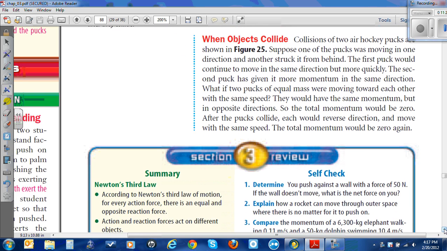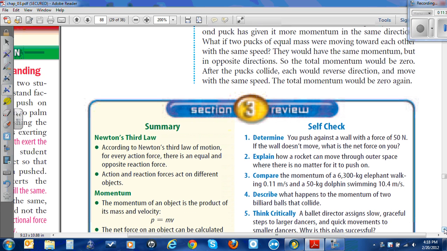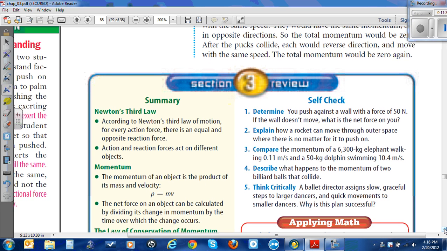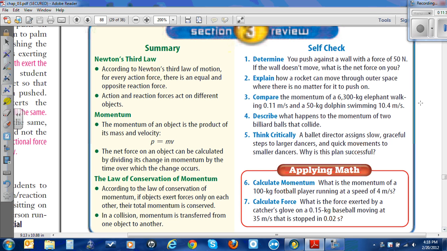This time you need to either use the back of the note-taking guide or a separate piece of paper to answer questions 1 through 7 of section 3.